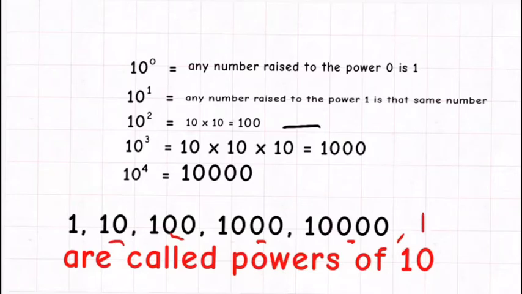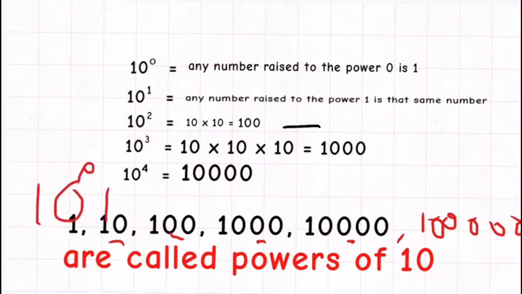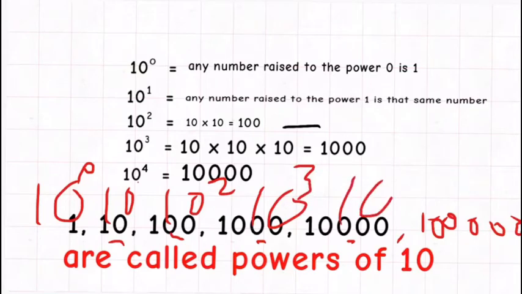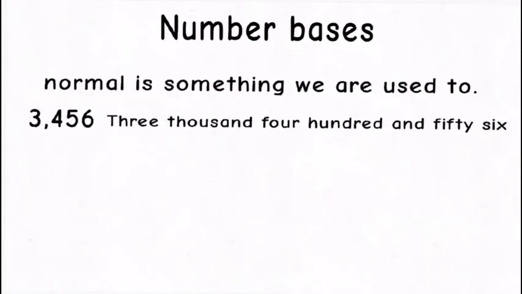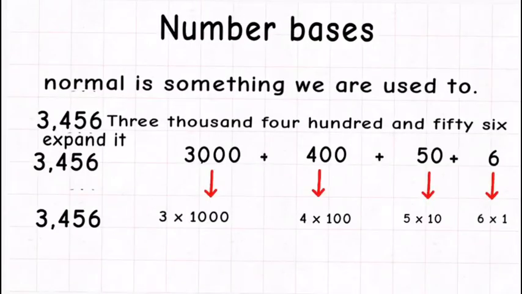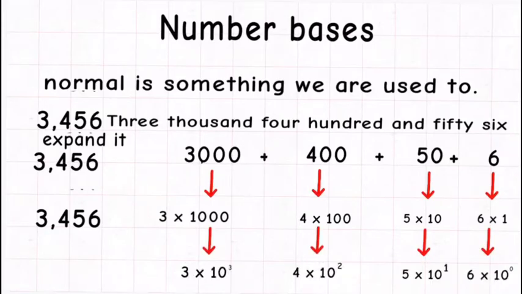So we call the numbers 1, 10, 100, 1,000, 10,000. Can you guess the next number? The next number will be 100,000. I think I've run out of space for the zeros. I'll squeeze one here. Okay, these numbers are called powers of 10. Of course, we can see the pattern: the first one being 10 raised to the power 0, 10 raised to the power 1, 10 raised to the power 2, 10 raised to the power 3, 10 raised to the power 4, in that order, and this is 10 raised to the power 5. So these are called powers of 10.